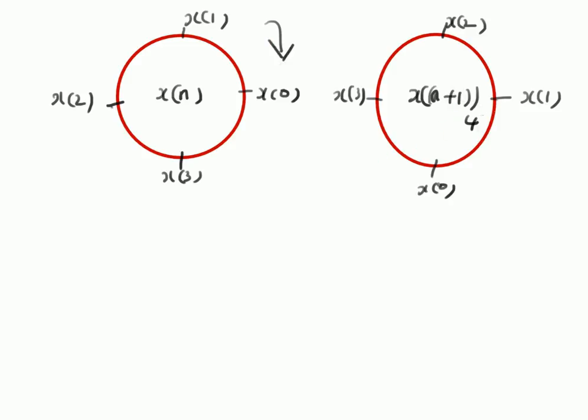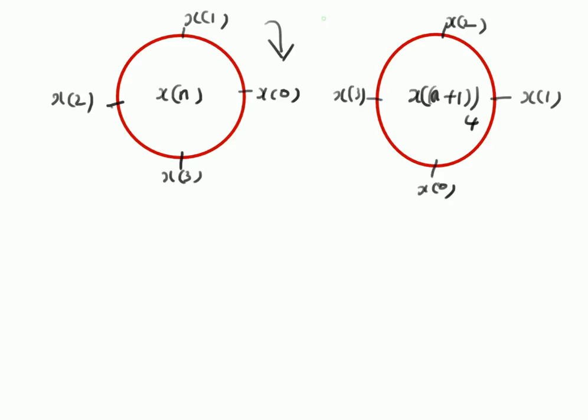Similarly, x of n plus k mod 4 will be clockwise rotation by 2 pi k by 4, or in general it will be 2 pi k by n radians. So to summarize, we can represent n-point sequences on a circle, and the spacing between each point will be given by 2 pi by n radians, where n is the number of data points. And now we can shift the sequences by simply rotating the circle.